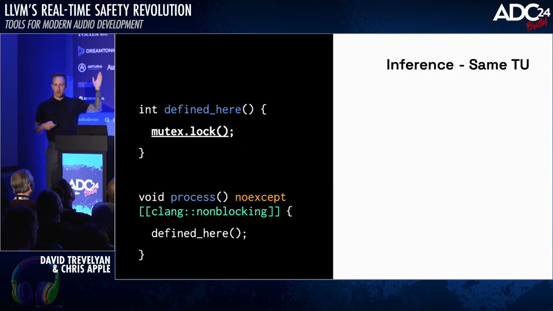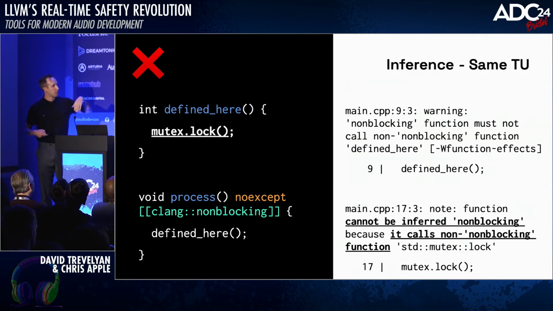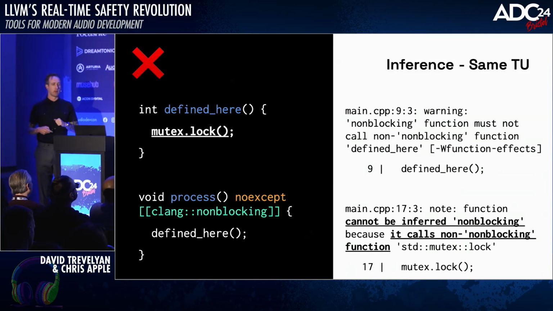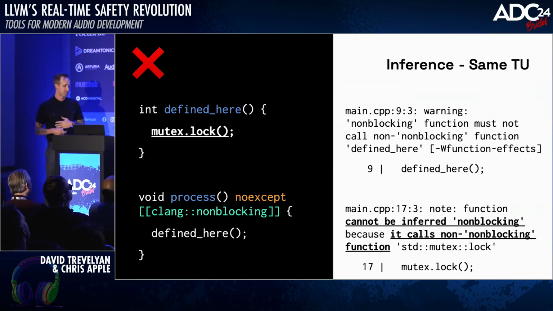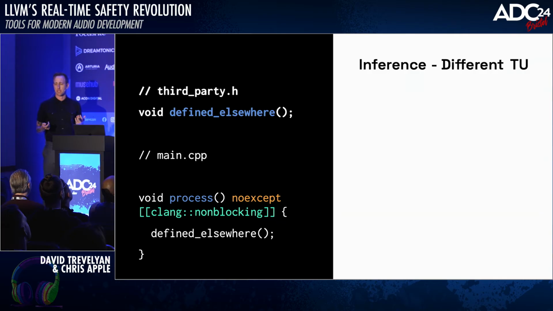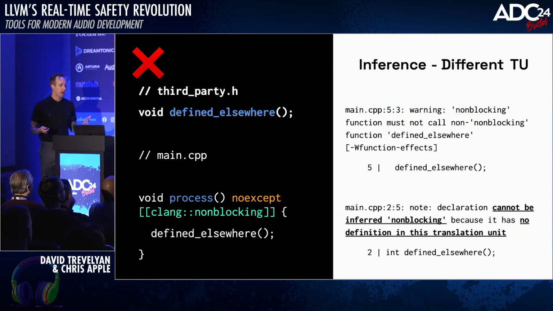If you change defined here to do something unsafe, let's say lock a mutex, we get the same warning as before, with a helpful note saying it cannot be inferred non-blocking because it calls a blocking function. Of course, there are some limitations here. It doesn't work across translation unit boundaries. So if you have a third-party library, with something like defined elsewhere, and you try to compile, you get a helpful note saying it cannot be inferred non-blocking because the definition is not in this translation unit.